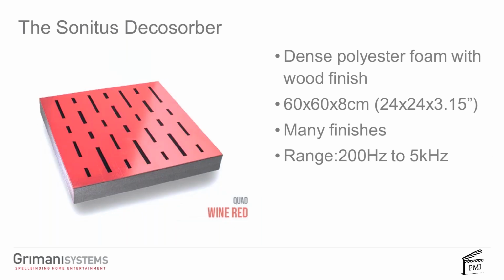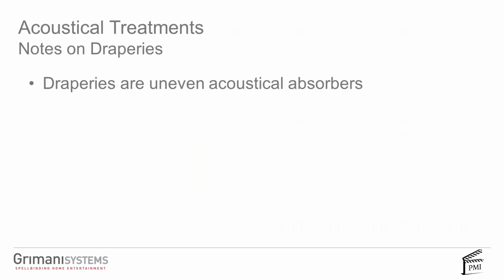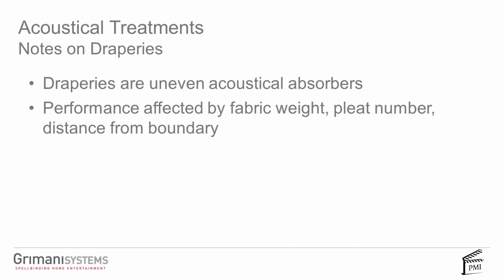Okay, let's skip over this and get into something else. Notes on draperies. Sometimes rooms are going to have a big window and you're going to put draperies. Note that draperies do absorb. They're an uneven acoustical absorber, uneven in that they may change every day depending on how you open and close the drapery. The performance of the drape is affected by the weight of the fabric, what kind of fabric it is, the amount of pleating, and the distance from the boundary. But know that the part of the drape that's up against the window or a wall does nothing. The fabric is not absorbing. You really need the air gap behind the fabric for it to work.